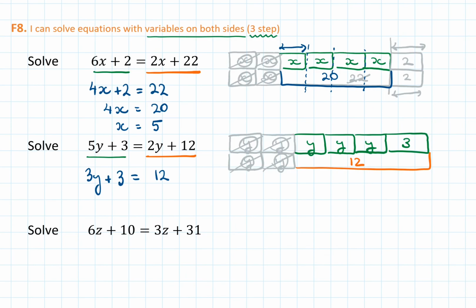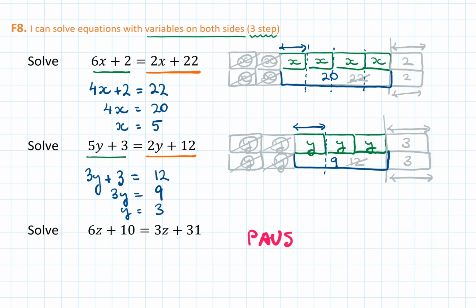The next step is to get rid of this 3 here. This 3 can be written in the bottom as well, which means that the 12 will change into a 9. Our next line of working out is that 3y equals 9. From here, we can work out the value of y, because we realize that 3y is going to 9, therefore 1y has to be 3. Pause the video here and have a go at the last example.